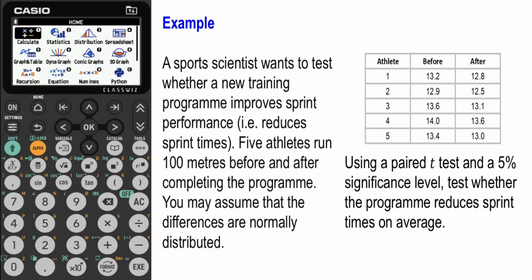A sports scientist wants to test whether a new training program improves sprint performance, i.e. reduces sprint times. 5 athletes run 100 meters before and after completing the program. You may assume that the differences are normally distributed. Using a paired t-test and a 5% significance level, test whether the program reduces sprint times on average.